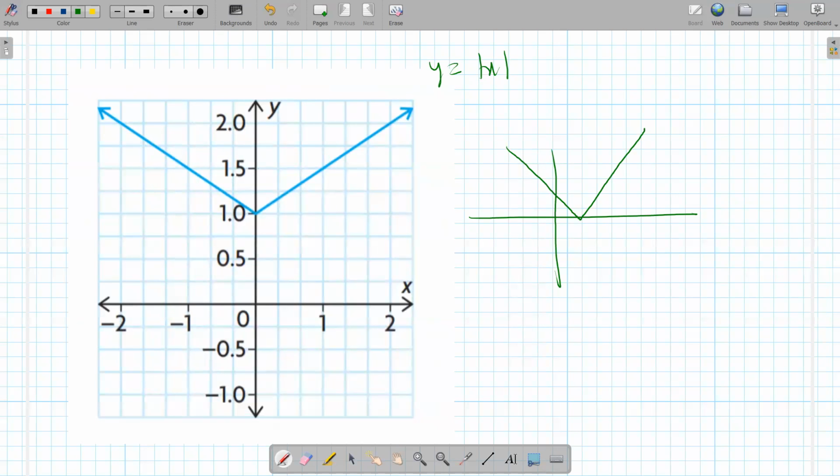But this one goes through the origin, in the middle of the function. That's absolute value. So this must have definitely gone up. This is the parent function, which looks like that. It goes through (0, 0), it goes through (1, 1), and it goes through (2, 2). Same thing, it goes through (-1, 1) and (-2, 2). So this is the parent function.